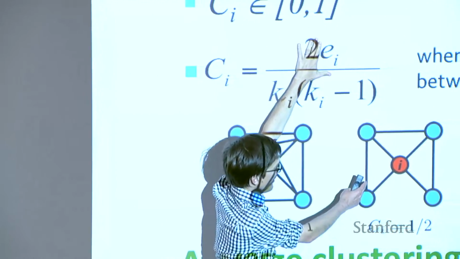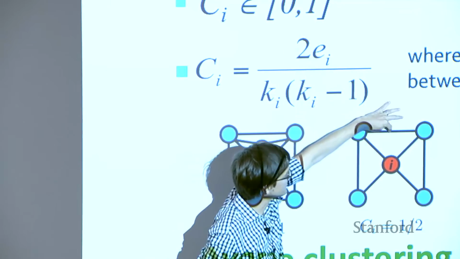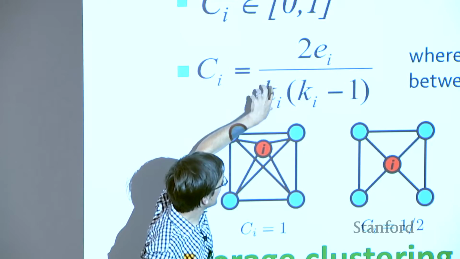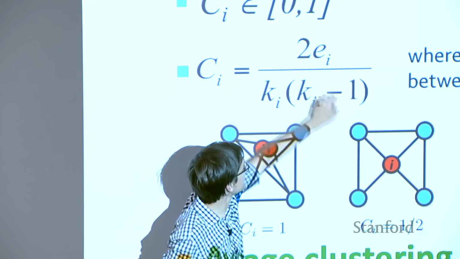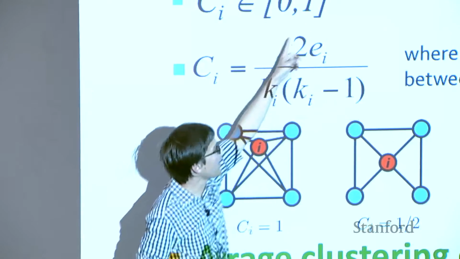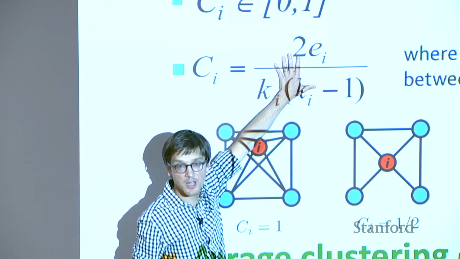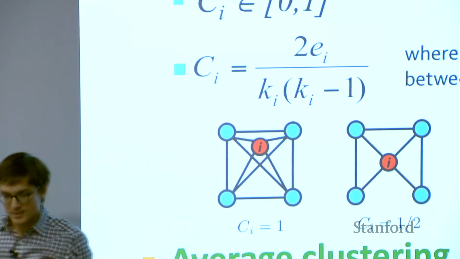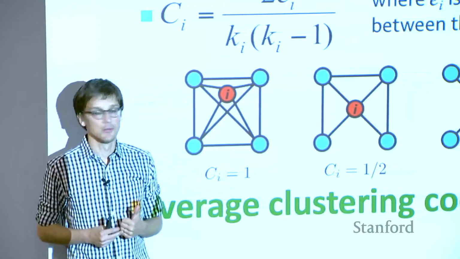So for example, here the number of edges between the friends of node i is 1, 2, and 3. And then this 2 times divided by k_i times (k_i minus 1), this is really divided by k choose 2, right? This is the total possible number of edges between k nodes, and that's the number of edges that we realize. So essentially we are asking, out of all possible edges between the friends of node i, how many of them exist? What fraction of them exist?